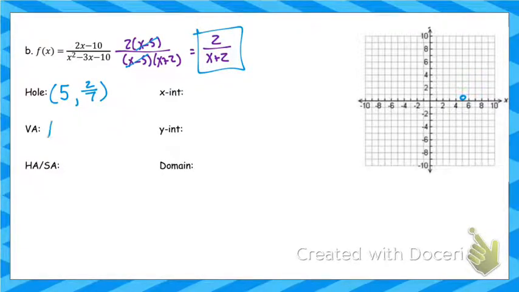Vertical asymptote, set the bottom equal to 0. Horizontal asymptote, okay, this one is bottom heavy, so there is a horizontal, it's y equals 0. X-intercept, set the top equal to 0. Well, it's just 2, so that's not going to happen. Y-intercept, plug in 0 for your x's, and I get (0, 1).